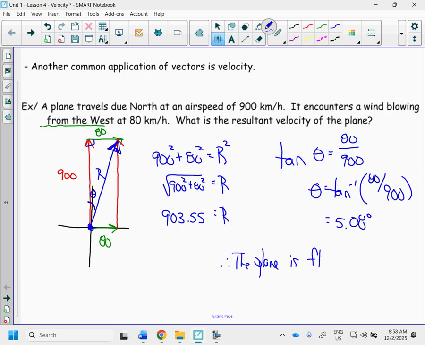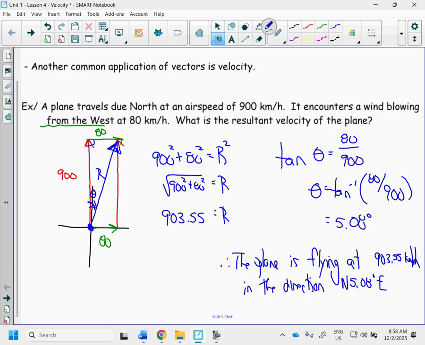So to answer my question, the plane is flying at, our speed was 903.55 kilometers an hour at, or in a direction, it was not flying north anymore because the wind pushed it, so I'm going to say north and 5.08 towards the east. And that's how we do bearings. We start straight up at north and push ourselves towards the east.